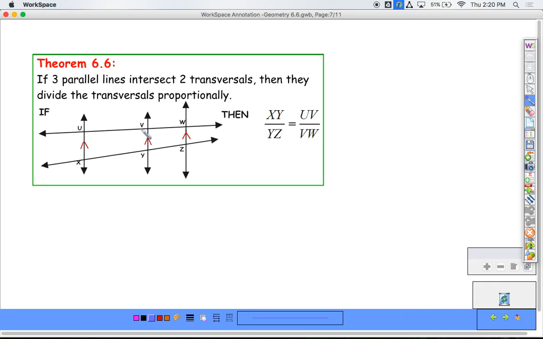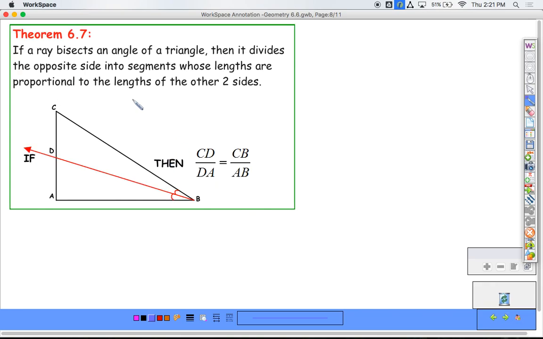All right, next theorem. And again, dealing with parallel lines. If three parallel lines intersect two transversals, so here are your three parallel lines, and these two are your transversals, then they divide the transversals proportionally. So XY over YZ equals UV over VW. Now you could also say UV over UW equals XY over XZ. That works too. So when you have parallel lines, they create some proportionality.